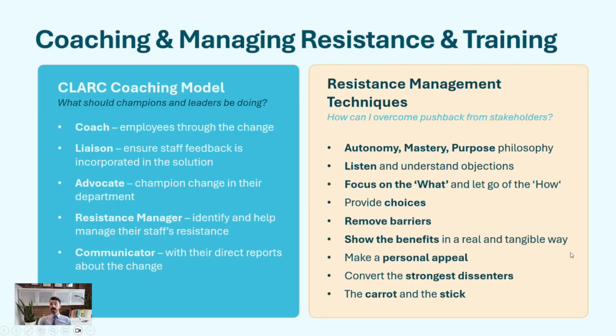There is a list of resistance management techniques that ProSci has, which I've listed a few here, and I've added a couple of my own as well. One at the top, a foundational philosophy for us at Gravity Union, is the concept of autonomy, mastery, and purpose. So what really drives people to do something, or what gets people doing their jobs and enjoying it? Well, they want to have some autonomy, so people want to feel like they have some control. In this case, it's going to be control over the solution design. They want to have some say in how this is built.